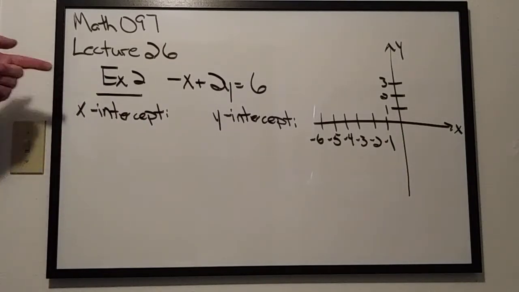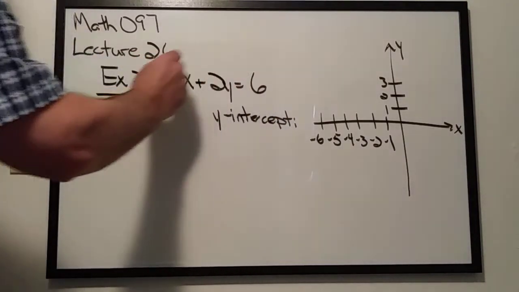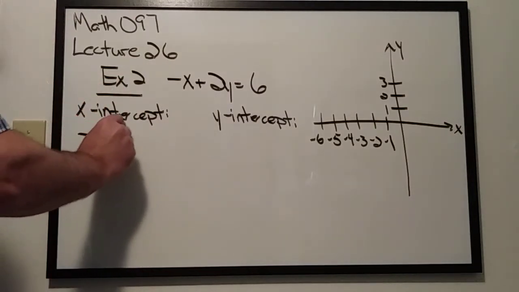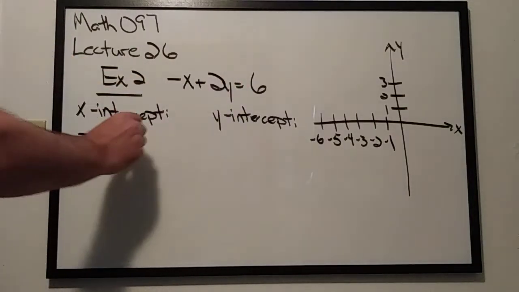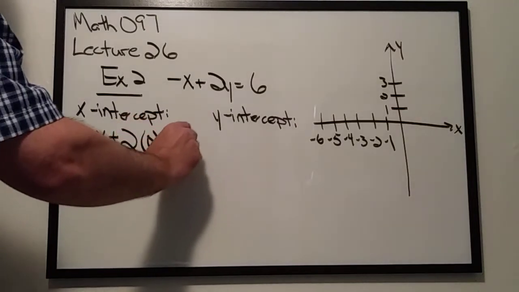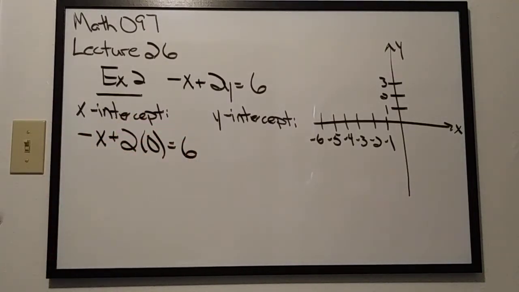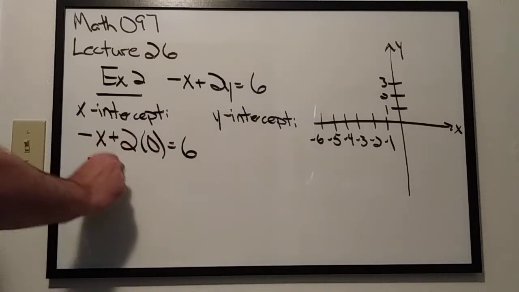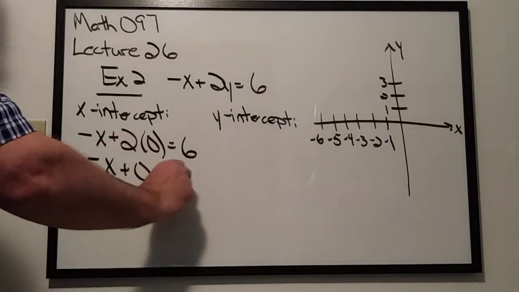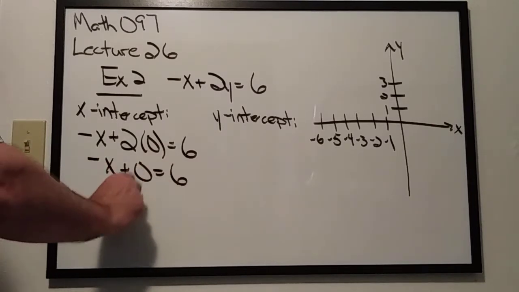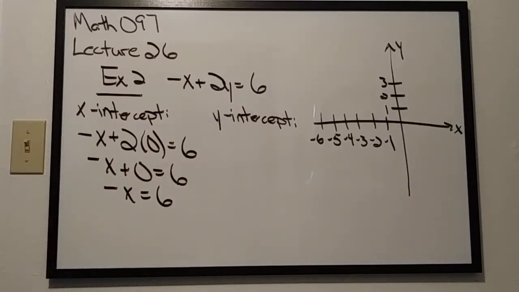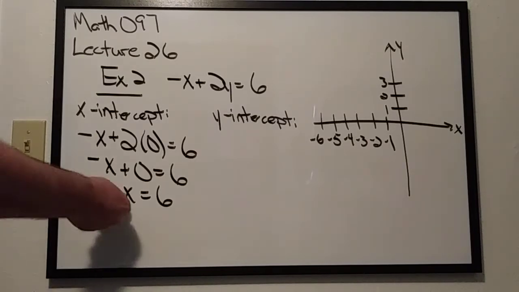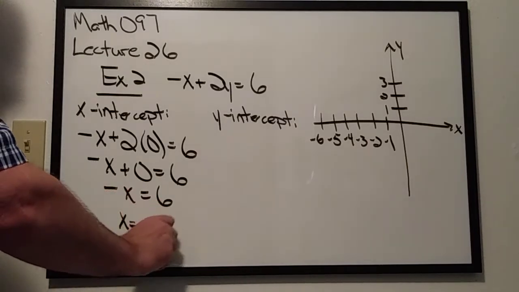Remember that in an x-intercept, the y is always going to be 0. So we can take our equation and rewrite it, but wherever we see a y, we can replace that y by 0. Now that we have that, the only variable that's left is x. So we can solve this equation for x. Let's do that. 2 times 0 is going to be 0. So we have negative x plus 0 is equal to 6. Negative x plus 0, that's negative x. And now we can either multiply or divide both sides by negative 1 to get the x alone. X then is going to be negative 6.